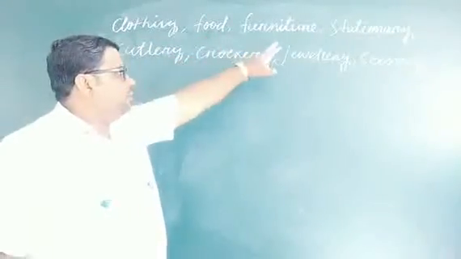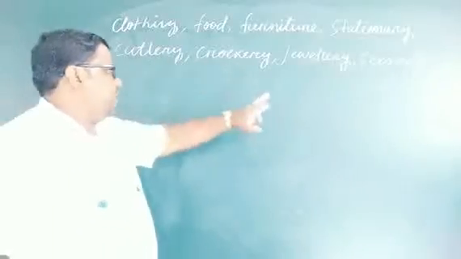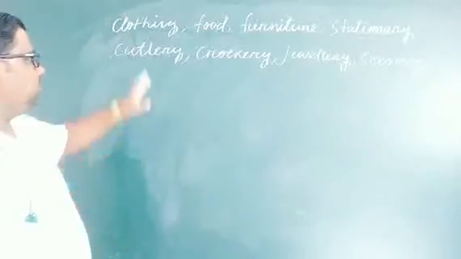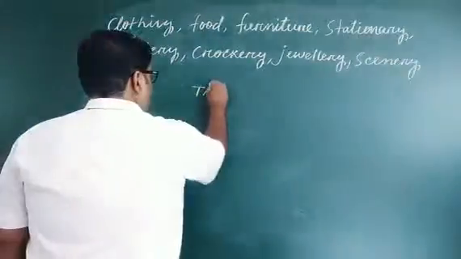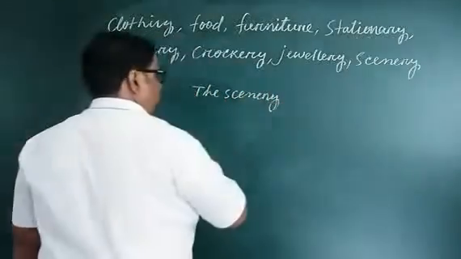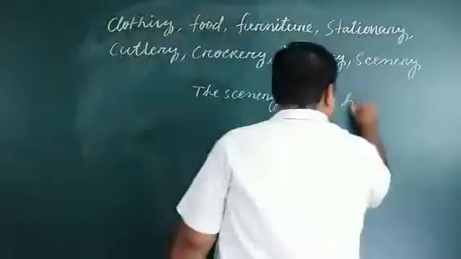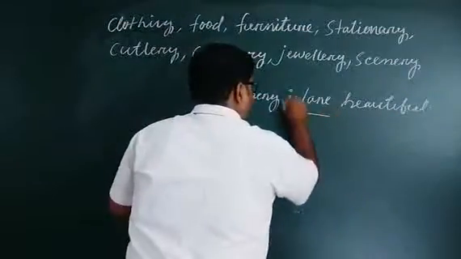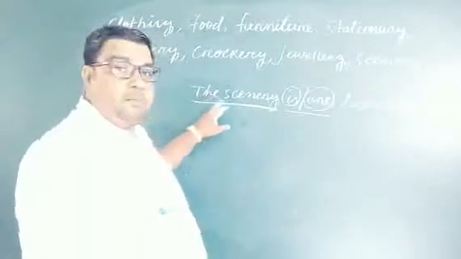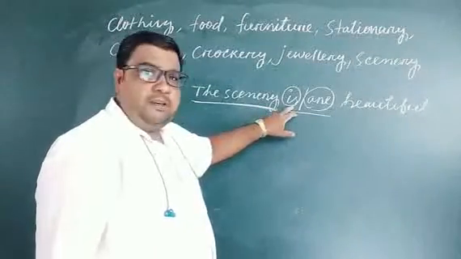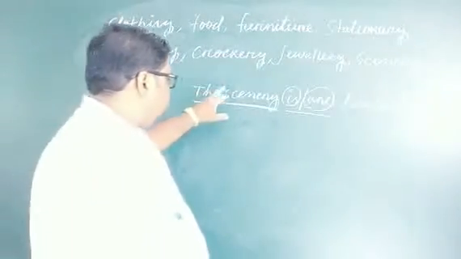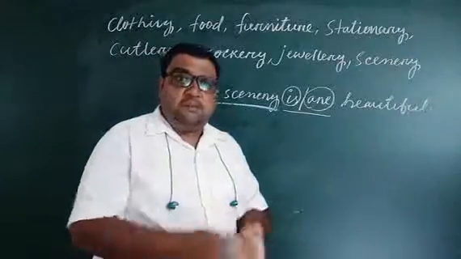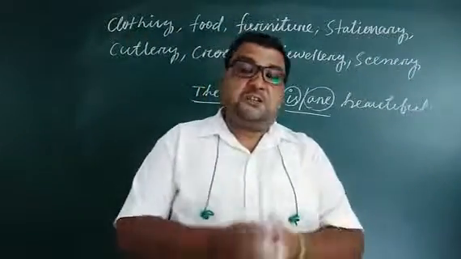Clothing, food, furniture, stationery, cutlery, crockery, jewelry, scenery. These words, can you say these words are singular or plural? The scenery is beautiful or are beautiful. Which is correct? Is or are? If the subject scenery is singular, then the verb should be is. And if the subject scenery is plural, then the verb should be are. Which is correct? Scenery is beautiful or scenery are beautiful? No doubt, the scenery is beautiful.